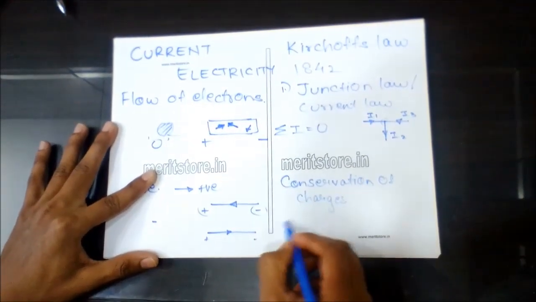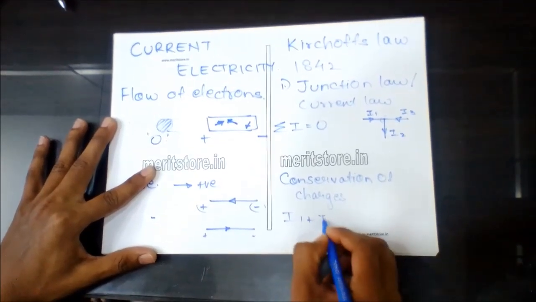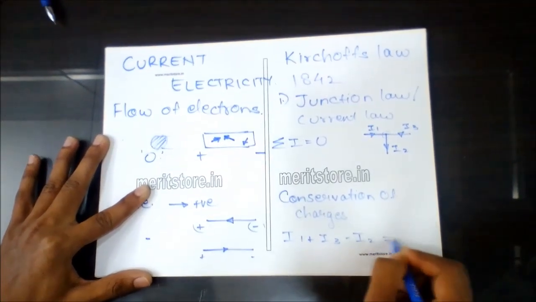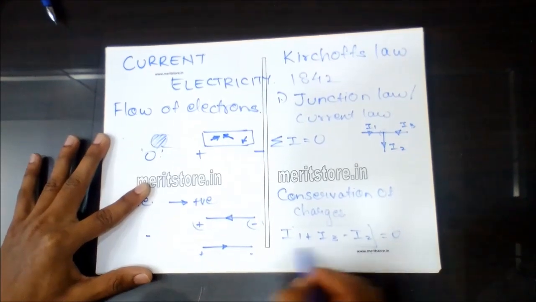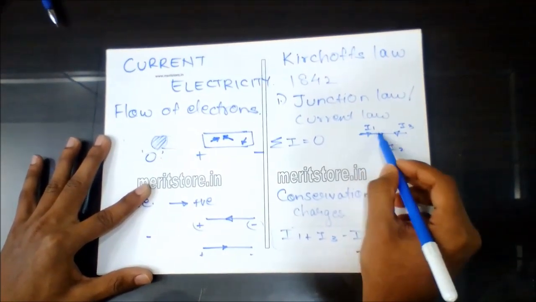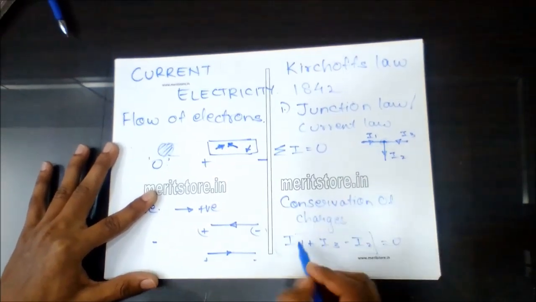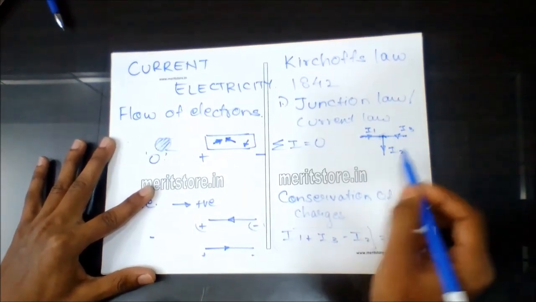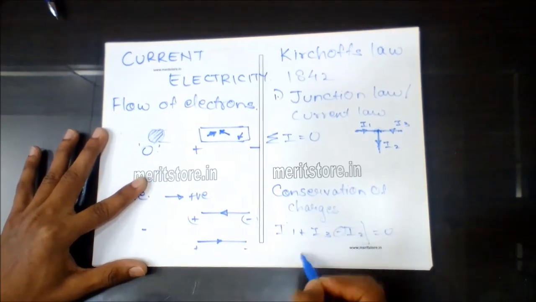So this law can be stated as I1 plus I3 minus I2 is equal to 0. Note the sign conventions used here. The currents which flow towards the junction are taken as positive. In this case, I1 and I3 are flowing towards the junction, whereas I2 is flowing away from the junction, and hence it is taken as negative.